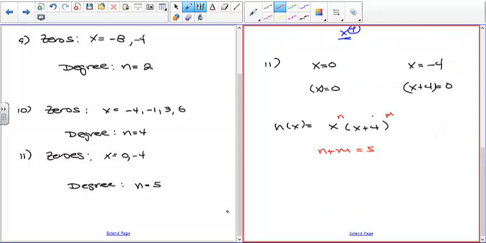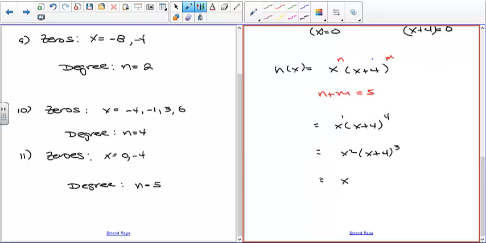So they want a function. So we could do x times x plus 4 to the 4th power. x is the first power, 4 plus 1. Or we could do x squared times x plus 4 cubed. We could do x cubed times x plus 4 squared. We could do x to the 4th times x plus 4. But we have to have both of them. We can't just drop one of them off completely because we still need both of these terms. It's just the sum of the exponents has to be the degree.